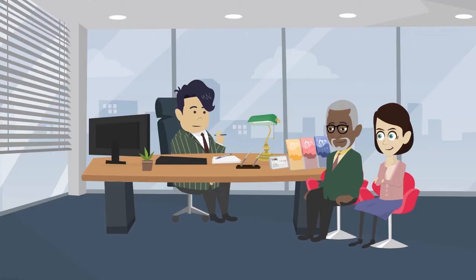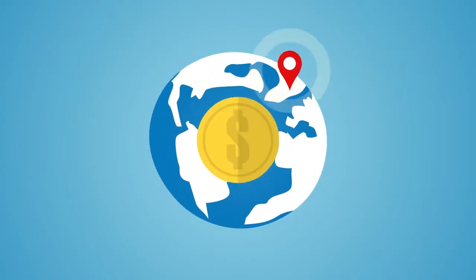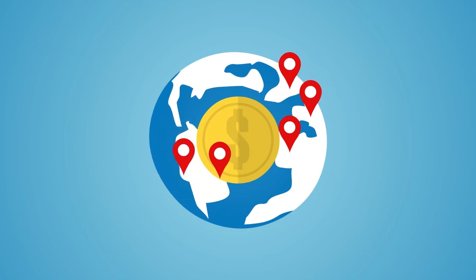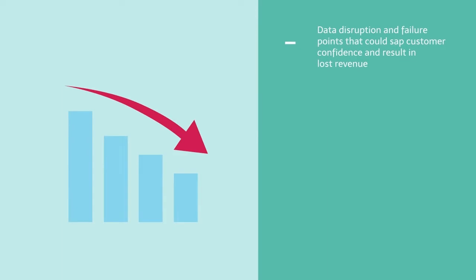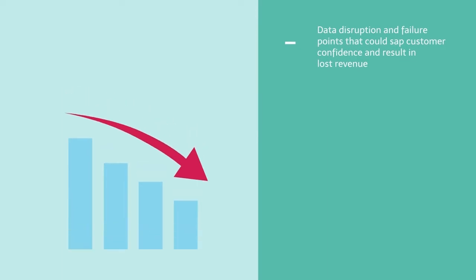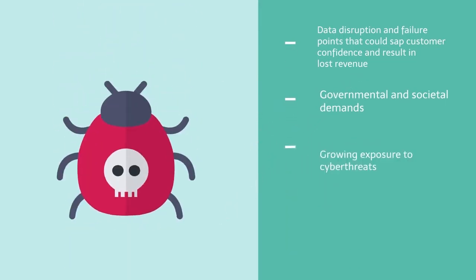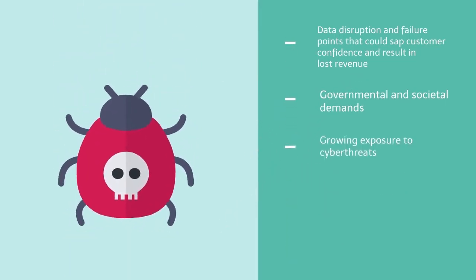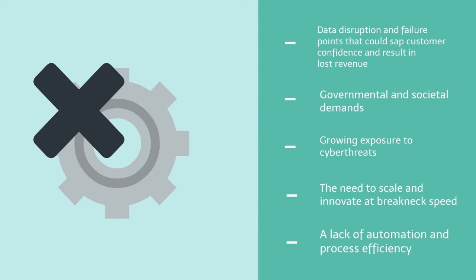From credit unions to insurance companies to investment management firms, companies across the financial services industry face common challenges that hamper transformational efforts. Data disruption and failure points that could sap customer confidence and result in lost revenue. Governmental and societal demands. Growing exposure to cyber threats. The need to scale and innovate at breakneck speed. And a lack of automation and process efficiency.